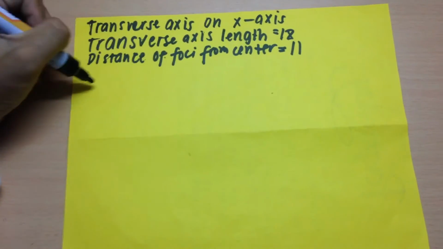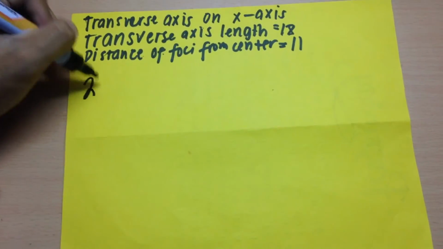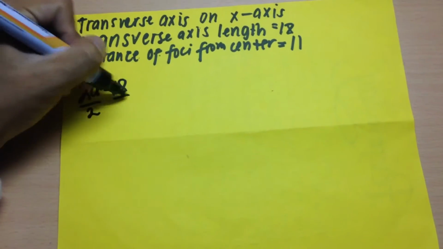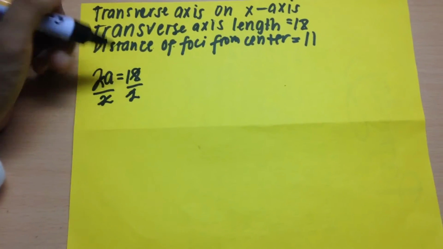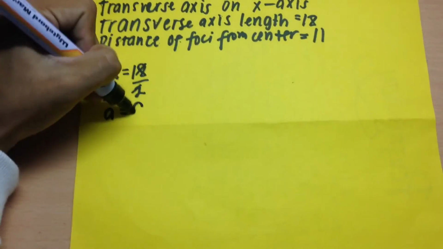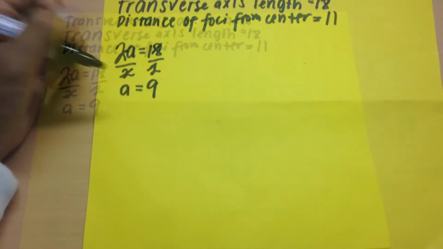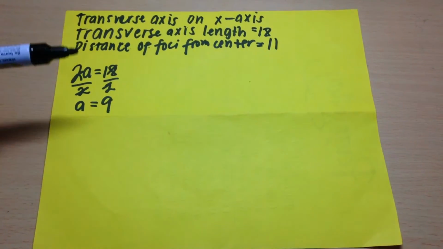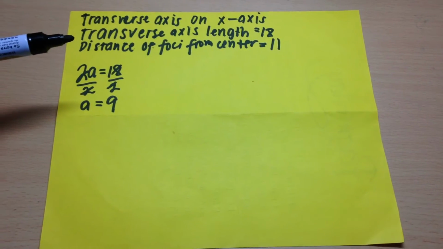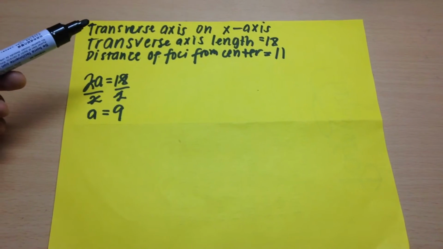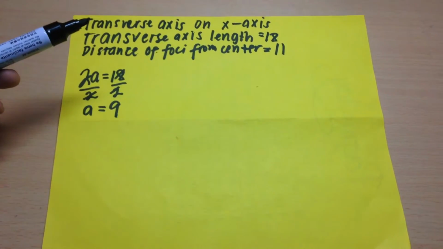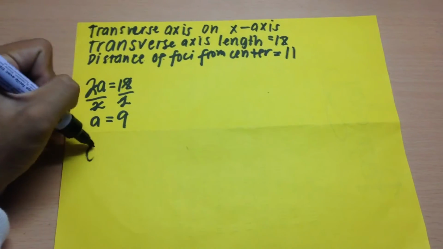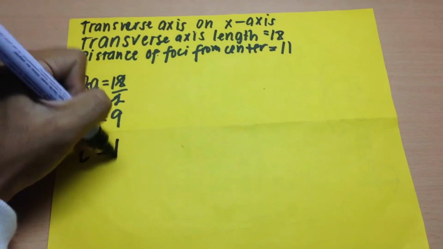So you have to equate 18 to 2a. So 2a is 18, so a is 9. Now we got the value of a. The value of b is missing, so we'll just continue to find the value of c. But as I'm seeing right now, the distance of foci from center is already the c. So the value of c is already 11.